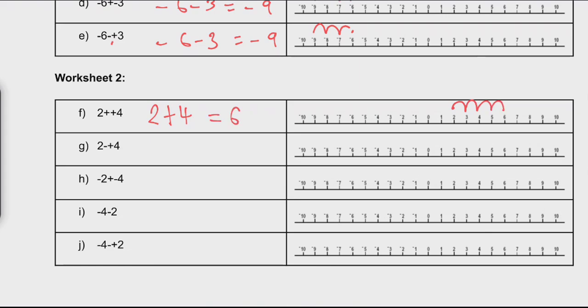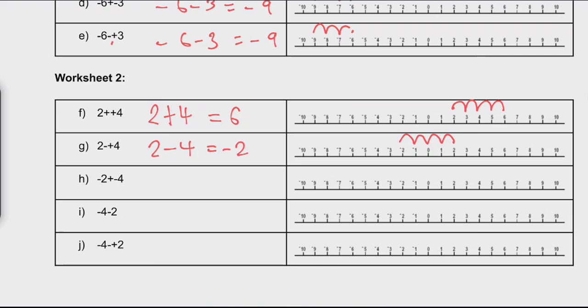Okay, so now let's look at our next question. So 2 minus plus 4, we combine operations and we get 2 minus 4, which is equal to, well, let's have a look. So we want to start at 2 and we want to go left 4 places. 1, 2, 3, 4, and we end up at -2.